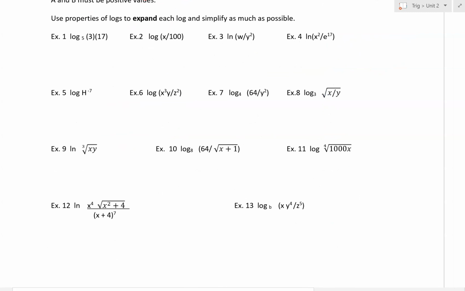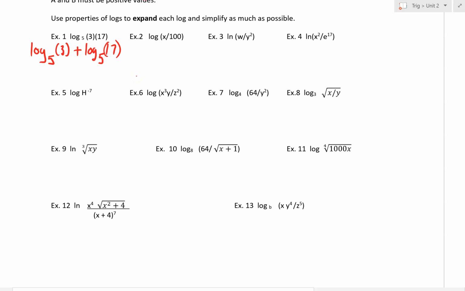So let's look at this first one. Use properties of logs to expand each log and simplify as much as possible. The first one is log base 5 of 3 times 17. Multiplication here means addition. So log base 5 of 3 plus log base 5 of 17.